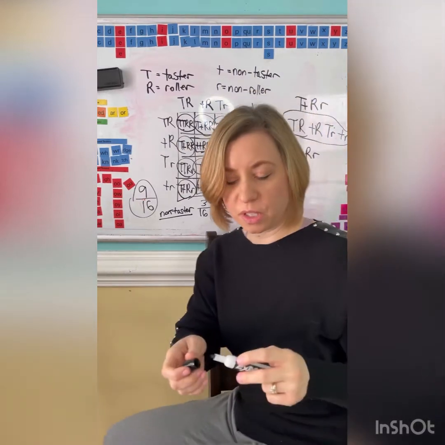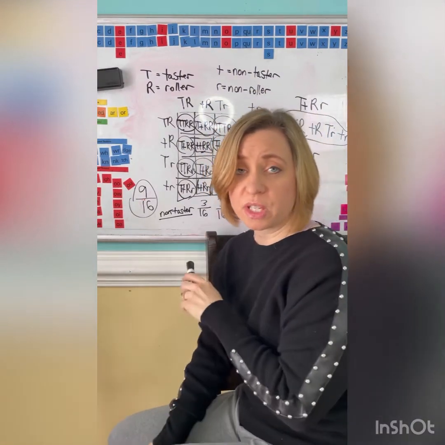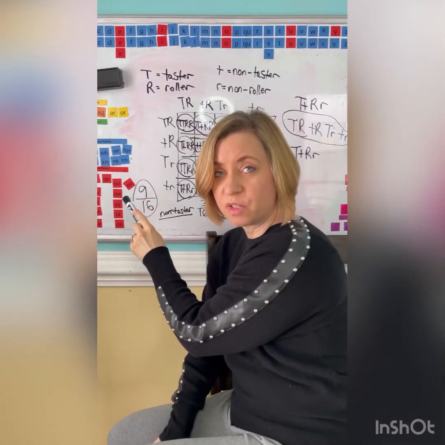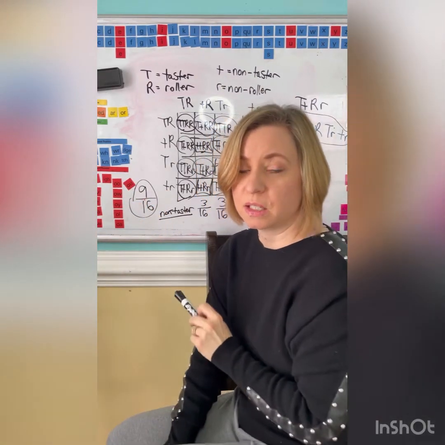Okay, so that's how we do the dihybrid cross. And the percentages, just type in the fraction. Fractions, of course, mean division. So 9 divided by 16 should give you the percentage, okay?